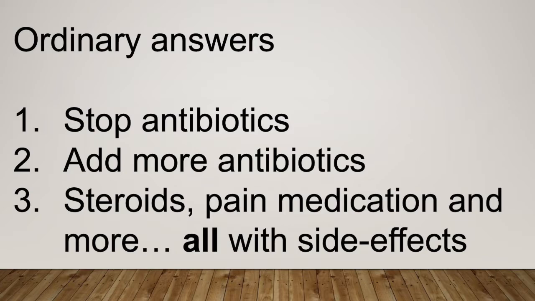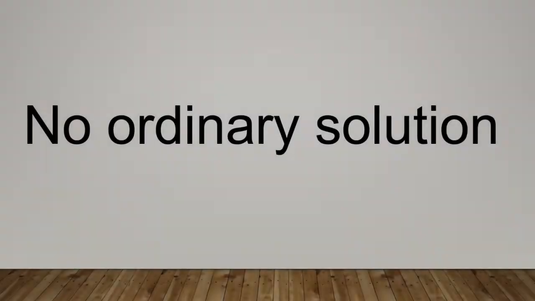Now, what do they do? Usually, well, the ordinary answers are sometimes to stop antibiotics, but sometimes it's to add more antibiotics. Maddening. Oftentimes steroids, which help to try to modulate the already irate, malfunctioning immune system. Pain medication for pain and all the problems that come along with pain medication and opioids and addiction. Just understand all of these have side effects. There really is no ordinary solution. Once you disrupt the microbiome and there's a problem, there isn't a very clear-cut solution. There's just really not. Not ordinarily.